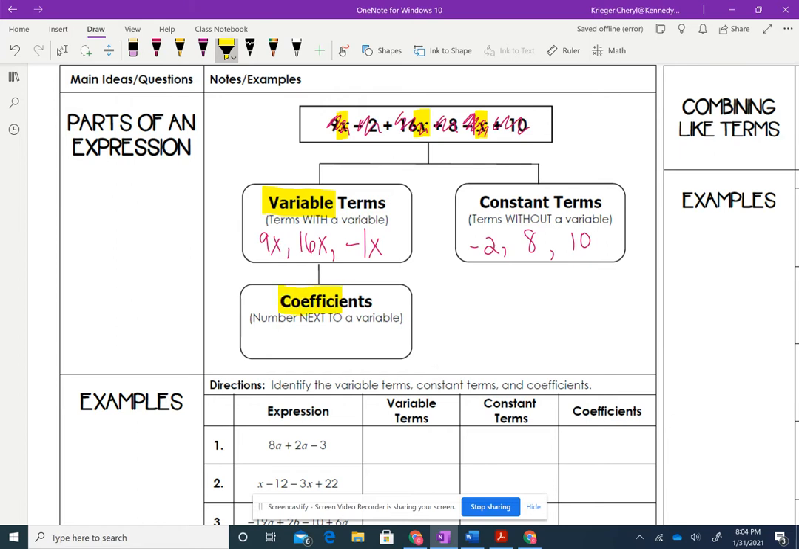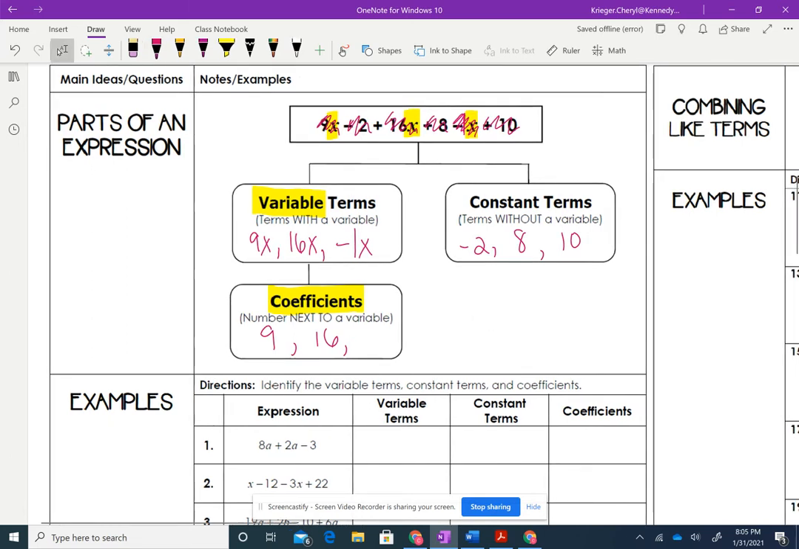A coefficient is the number that's next to the variable. So it's the number that's in front of the variable. So the coefficient of 9x is 9. The coefficient of 16x is 16. And the coefficient of negative x, or negative 1x, would be negative 1. And why is that important? Because that's what we combine when we're combining like terms.